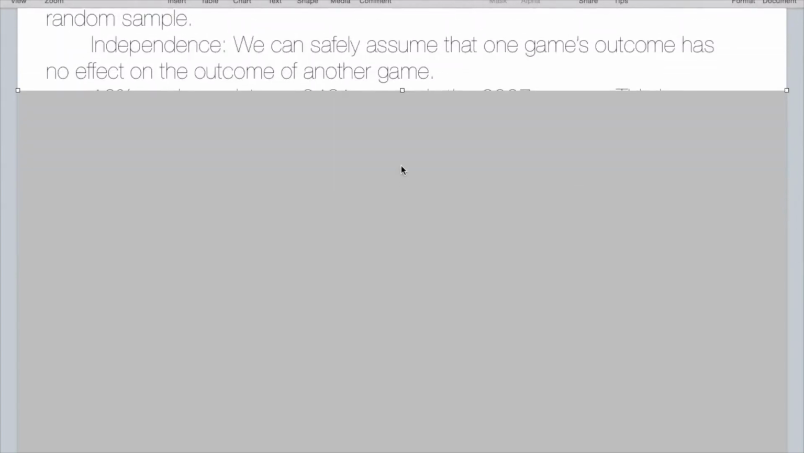Independence. This one seems kind of obvious. We're going to assume that one game's outcome has essentially, there are details, but remember, we don't want to worry about the exception to that rule. But essentially, that one game's outcome doesn't have an effect on the outcome of another game. And so they would be independent of one another.